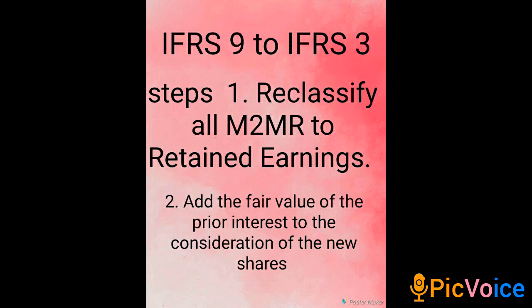So I'm going to be looking at 3 types of change in ownership, starting with IFRS 9 to IFRS 3. Now this one is the easier one. You only need to remember 2 steps. The first one being that you will reclassify all the mark-to-market reserve before we acquired control of the company to retained earnings. And you will then add to the proceeds that we paid to acquire the additional shares the fair value of the previously held interest.